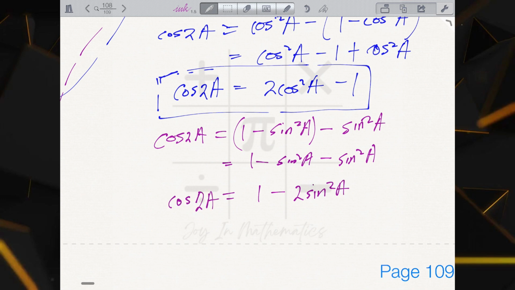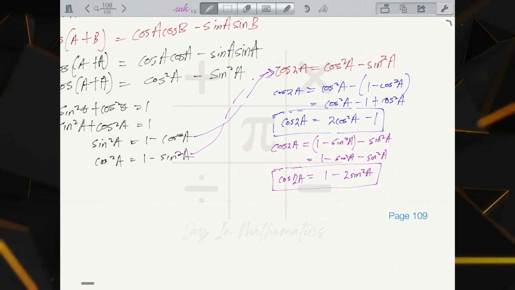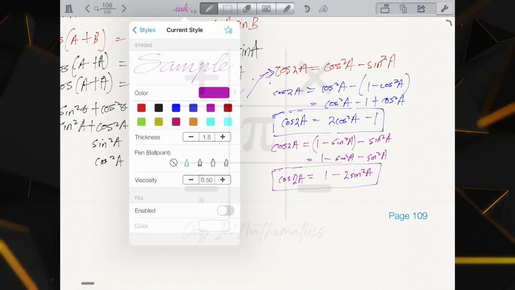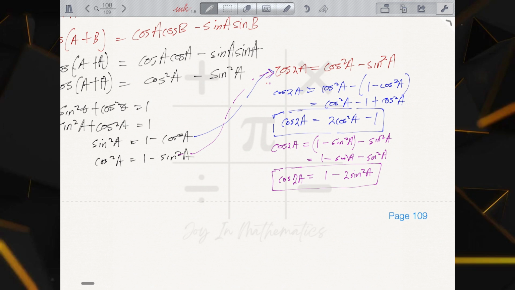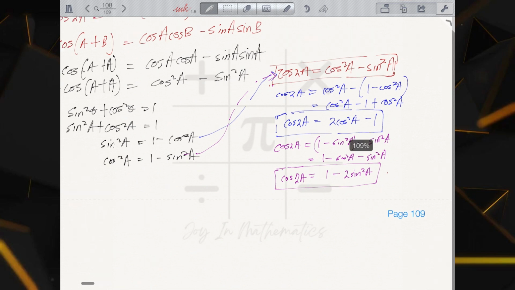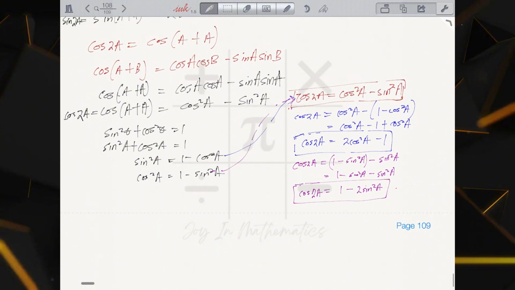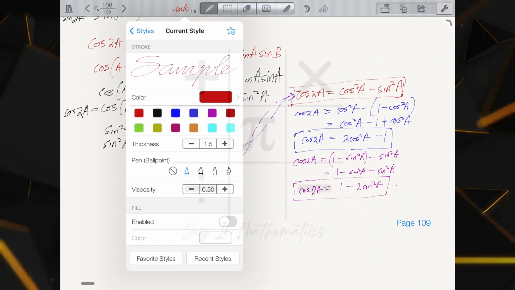So we can see now that cos 2A has three expressions. We have cos 2A is equal to cos squared A minus sine squared A. We have cos 2A is equal to 2 cos squared A minus 1, and cos 2A is equal to 1 minus 2 sine squared A. So that is for cos 2A. Let's move on to tan 2A.